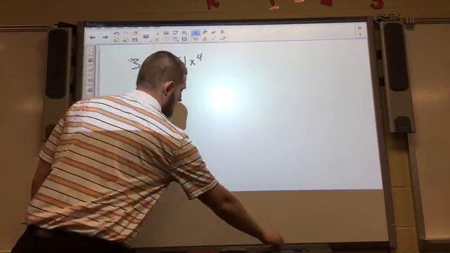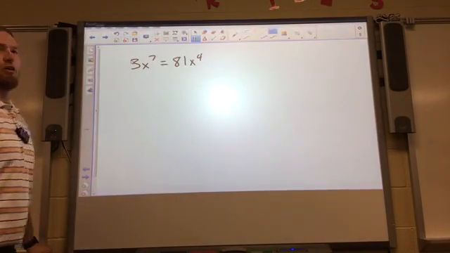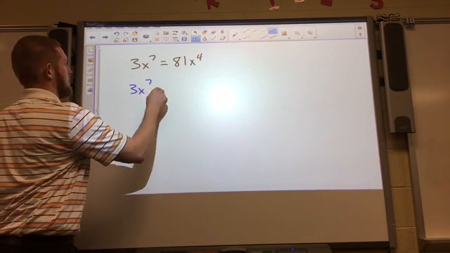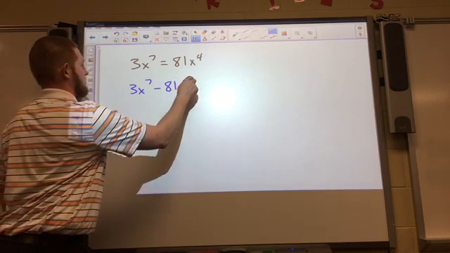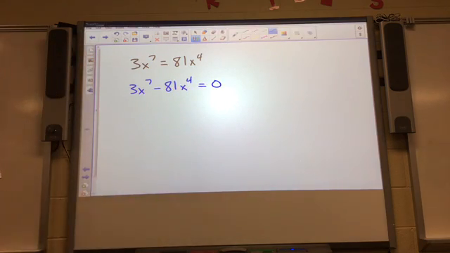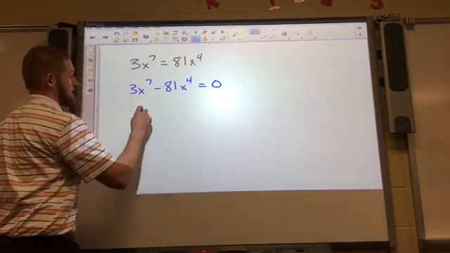Kobe, first step is to do what? Okay, I would probably do the 81. Okay, so I have 3x to the 7th minus 81x to the 4th equals 0, which is what we needed. We needed that to equal 0. Okay. Now what? Take out a 3x to the 4th. Good. So let's get rid of that 3x to the 4th.